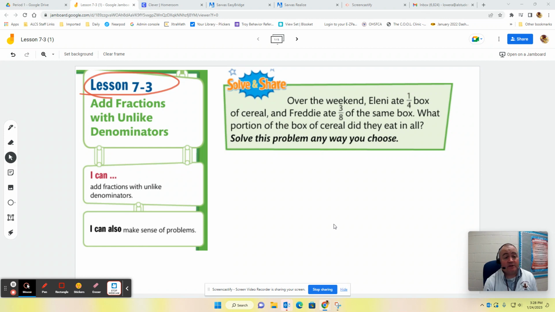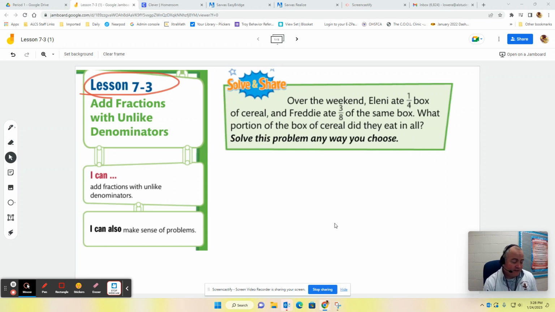So today's an awesome day because today we start adding fractions with unlike denominators. We are going to take everything we have done in the past, including estimating, finding a common denominator, and writing equivalent fractions, put it all together so that today we can add these two fractions. So let's go ahead with our solve and share.